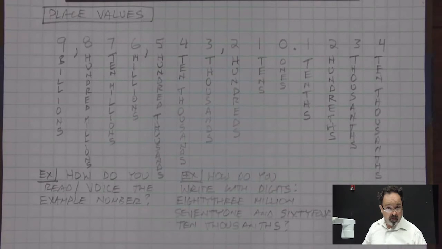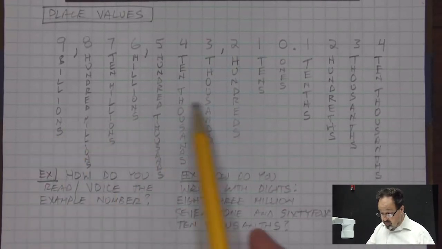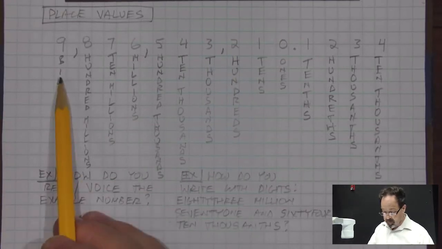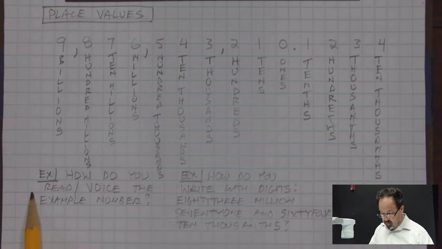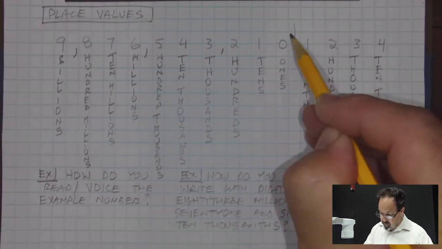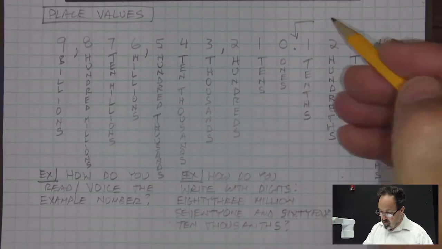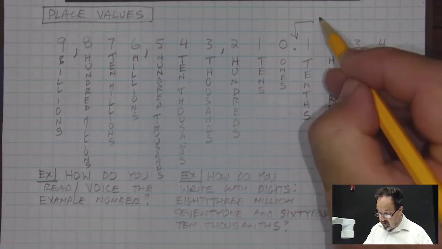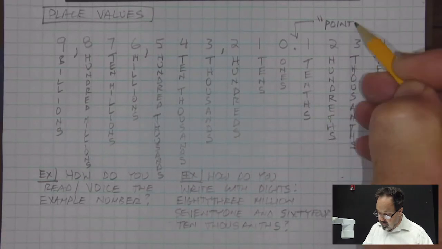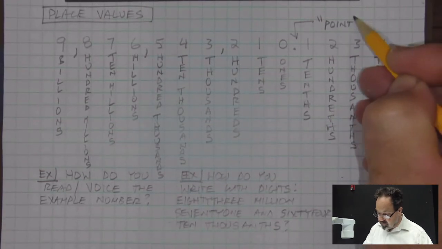So now with the reminder of the name of each place, we can voice this number, we can read it and speak it aloud. So for this example, how do you read or voice the example number? It would be like this. And notice one more thing to talk about before I do that. This decimal place, when we're going to voice a number, is very often referred to as point.